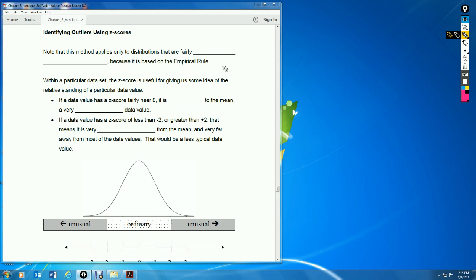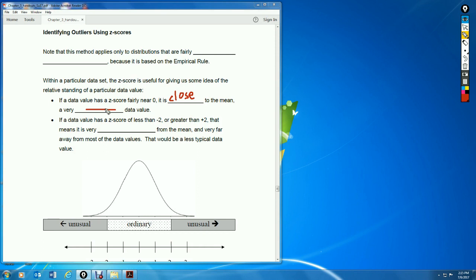Okay. So within a particular data set, the z-score gives us a good idea of the relative standing of a particular data value. If your z-score is fairly close to 0, that means that it is close to the mean. Okay, it's right there in the middle. It's close to the mean, which means that it is a very typical data value, a very usual data value. It's right there in the middle with the rest of the data.